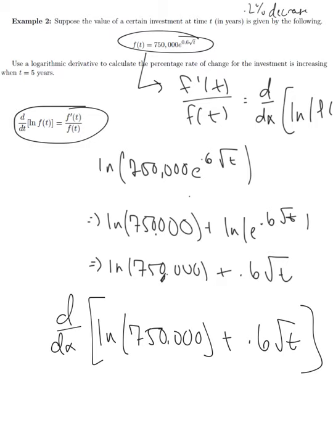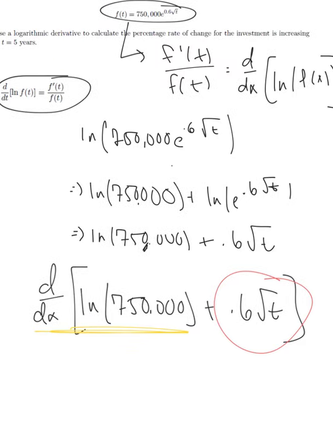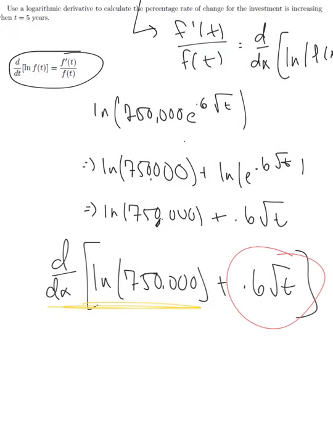This first part has no variable, so it goes away. All right, so we're really just looking at the derivative of the second part, which has a nice, not easy, but easier derivative than some things, and so it's going to end up being 0.3 over the square root of t.